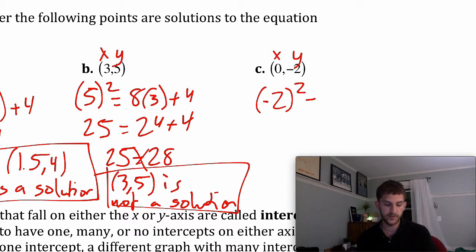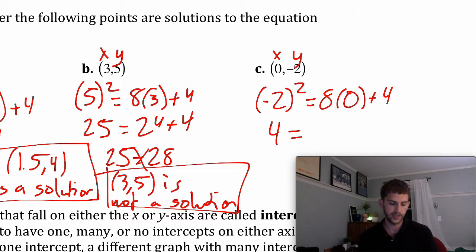So we have (-2) squared equals 8 times our x value of (0) plus 4. (-2) squared: -2 times -2 is 4. On the right side we have 0 plus 4, which is 4. So 4 equals 4. That's true. So we can say 0, -2 is a solution.